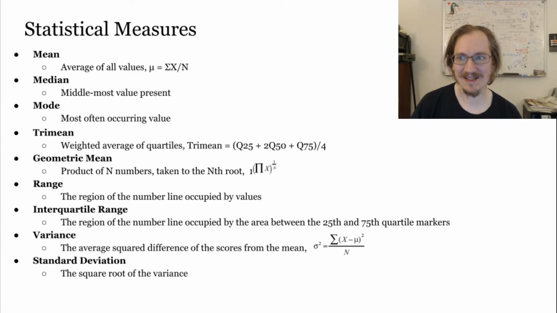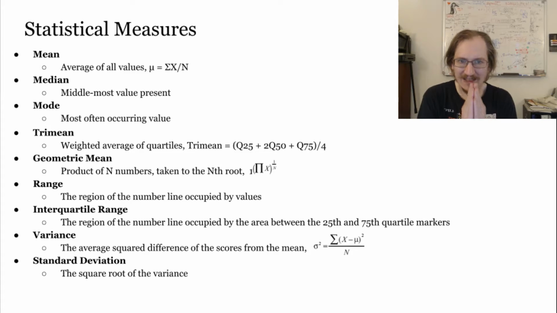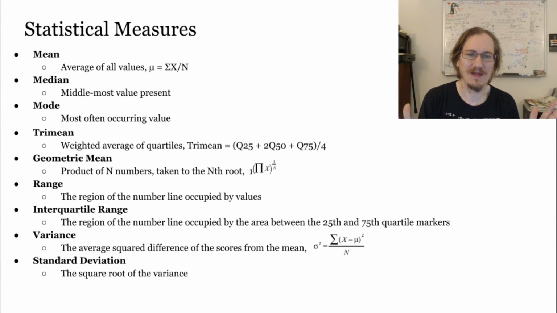The next one is the median. This is the middlemost value in a list. If you have a list of values and you sort them, so you have like the smallest values to the largest, or the largest to the smallest, doesn't matter. But you have a sorted list of values. The one that's exactly in the middle, that's the median.